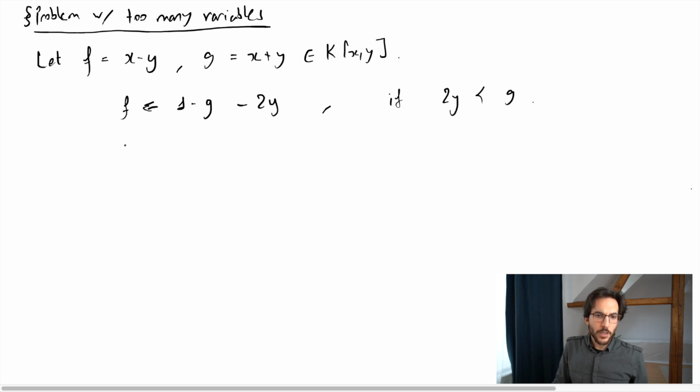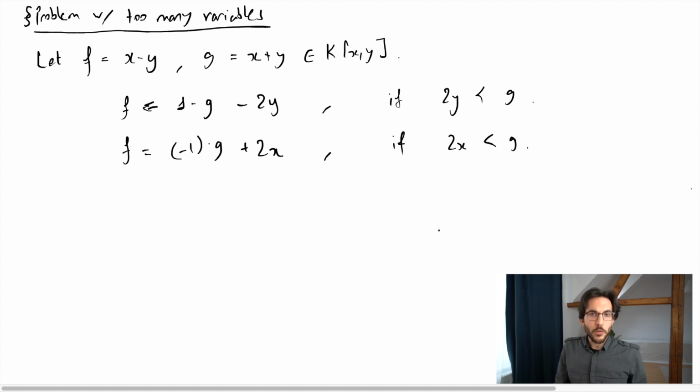But you might want to write instead that f is minus 1 times g, and then, well, you get the y term correctly, but then you have to fix the x term by adding 2 copies of x. And this would be the right remainder if 2x is smaller than g. So clearly some choice would be necessary here to be able to compare polynomials, either 2y is smaller than g or 2x is smaller than g, and without making such a choice, the remainder is not well defined.